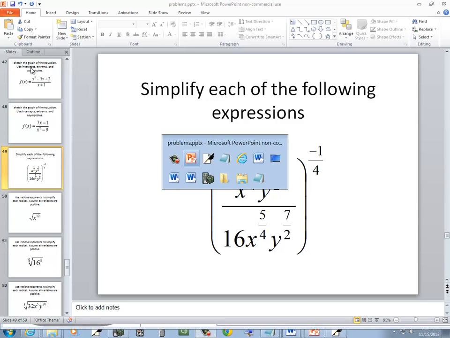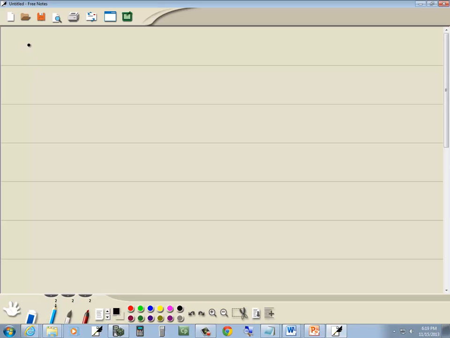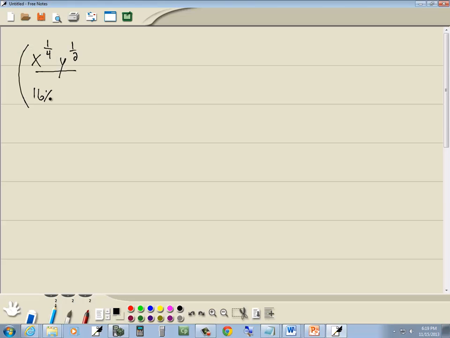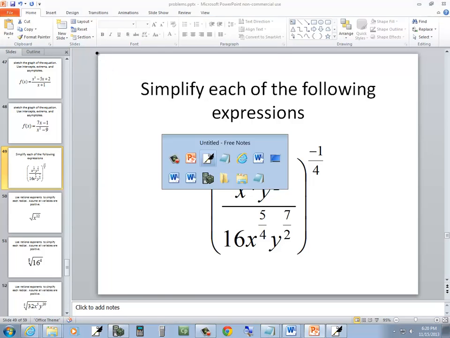Let's take a look at this problem. We've got x to the 1/4, y to the 1/2, over 16 x to the 5/4, y to the 7/2, all of it raised to the negative 1/4 power.